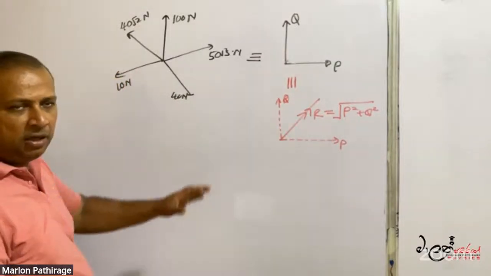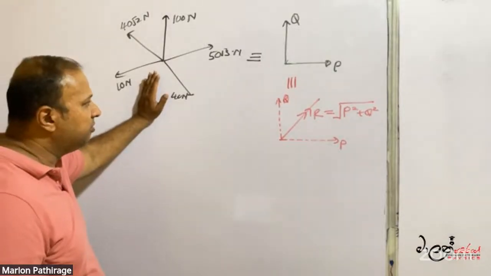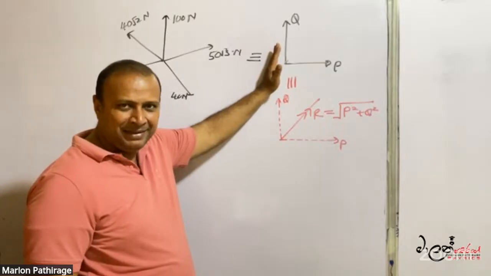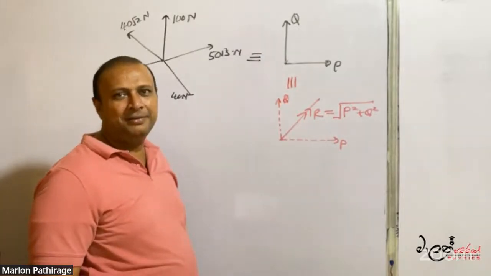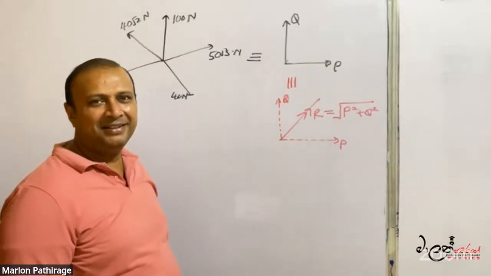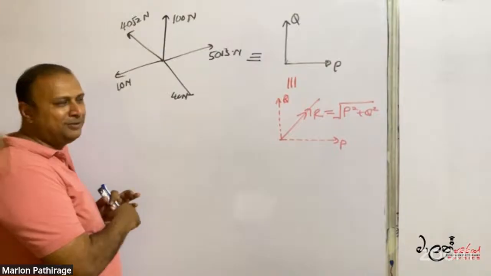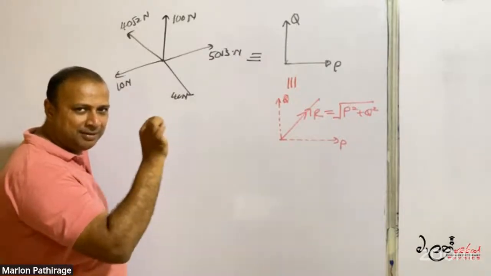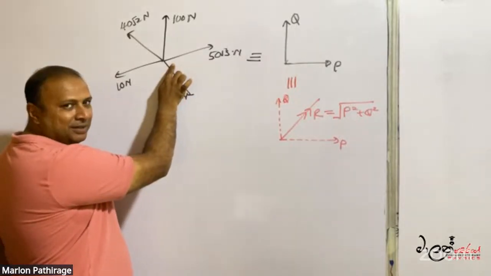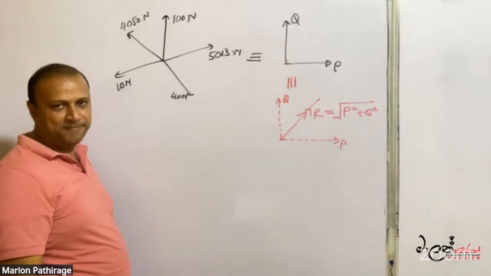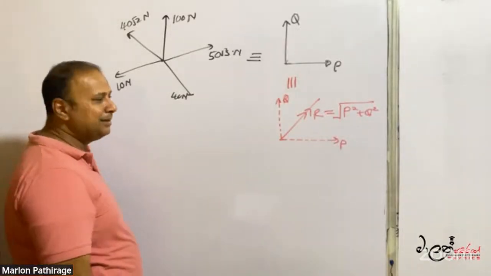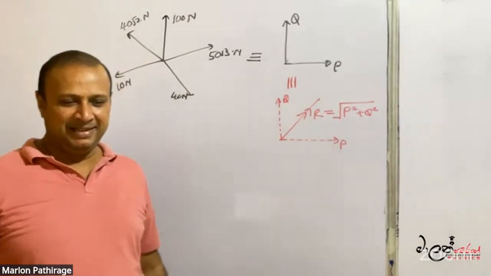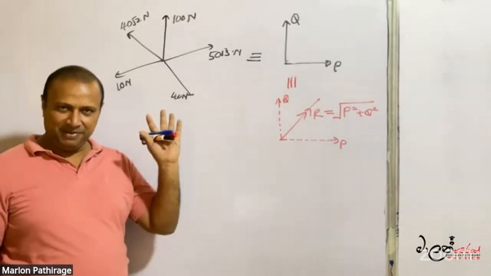Actually, initially, I have reduced the number of vectors into two vectors by resolving, then into one single vector by taking the resultant. So finally, using two processes, we have reduced the number of vectors in this vector system into one single vector. That means this should be the resultant. Is that clear? If it is clear, please raise your hand.